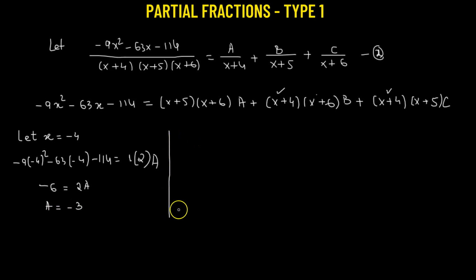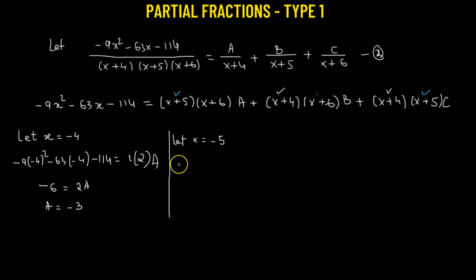Next we are going to choose the value of x in such a way that the first term and the third term go to 0. Now we're going to look for a factor that's common to both the first term and the third term. So here we see that it's x plus 5. So we're going to take x equals to -5.